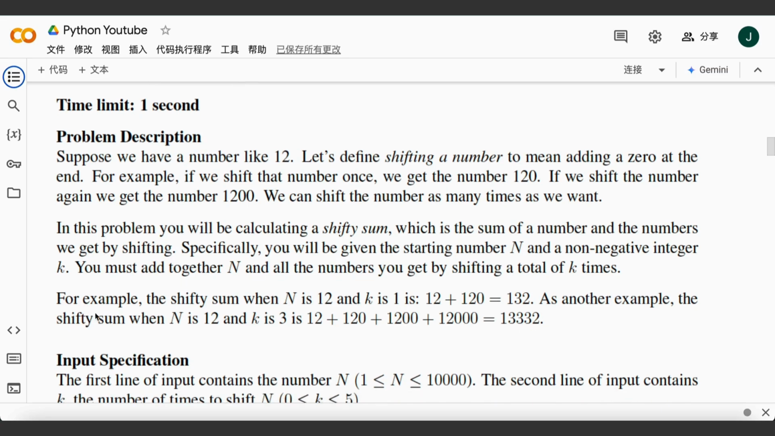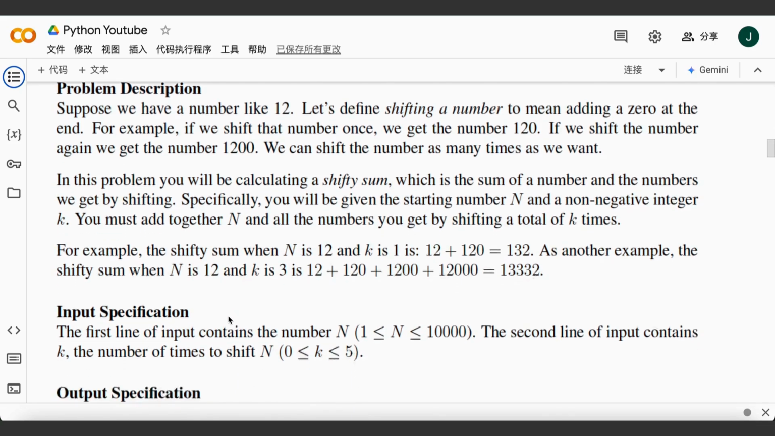For example, the shifting sum when n is 12 and k is 1 is 12 plus 120, which is 132. The other example is n is 12, k is 3, so 12 plus 120, 1,200, and 12,000 altogether, right? So k is 3, that's 1, 2, 3, 3 times. So we shift 3 times and add together with the original number and get the sum, okay? So that's what we need to do.